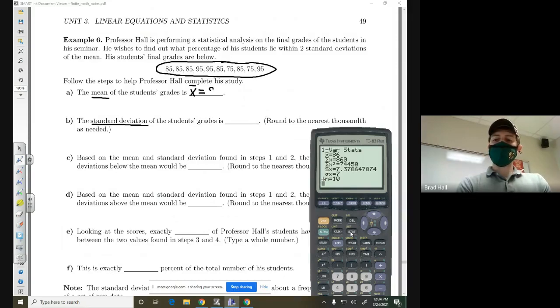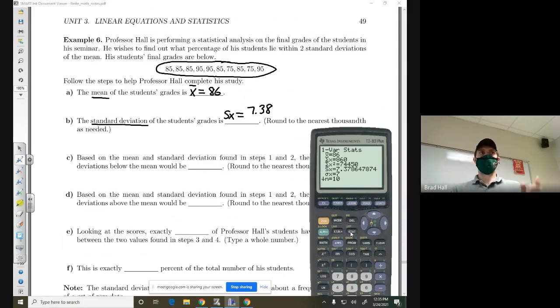So the mean is 86. And just as a reminder, I'll put x with the bar on top because that's what the symbolism means. And the standard deviation is, remember, that's Sx in the calculator. They went to the nearest thousandth. That's 3 decimal places. That's 7.38. So far so good. This is assuming I typed in everything correctly.